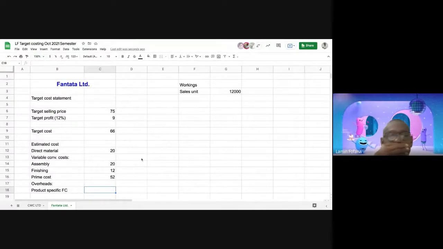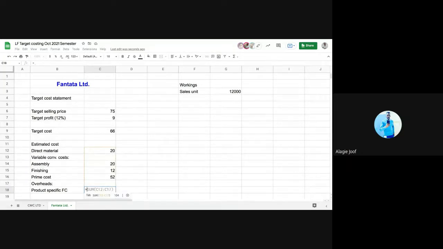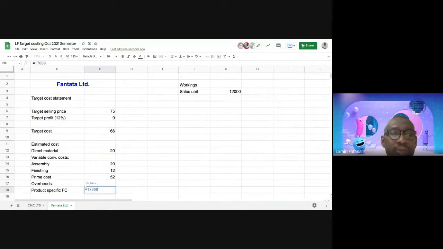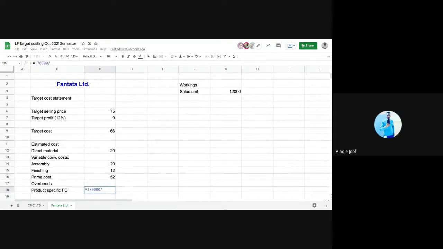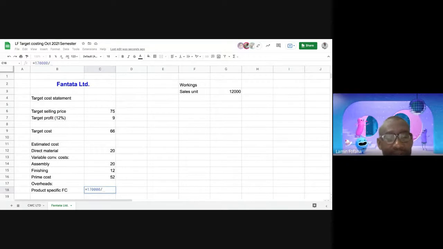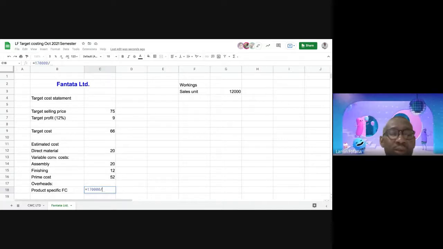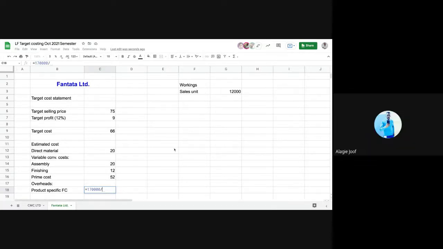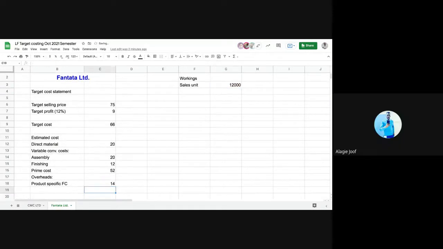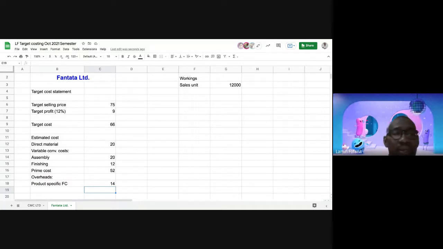You just have equals 170,000 divided by 12,000 units. Are we going to write 12,000? Because we already have it in G3. Yes, exactly. So now divided by what? By G3. So we click on G3 or type G3. Excellent. Very good, and that gave us about 14 if we round it up.